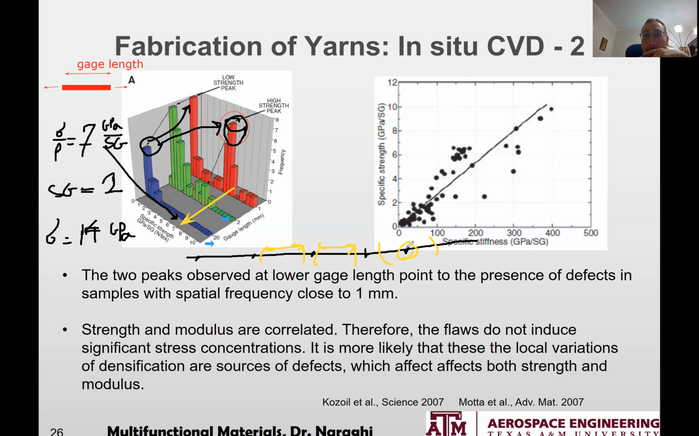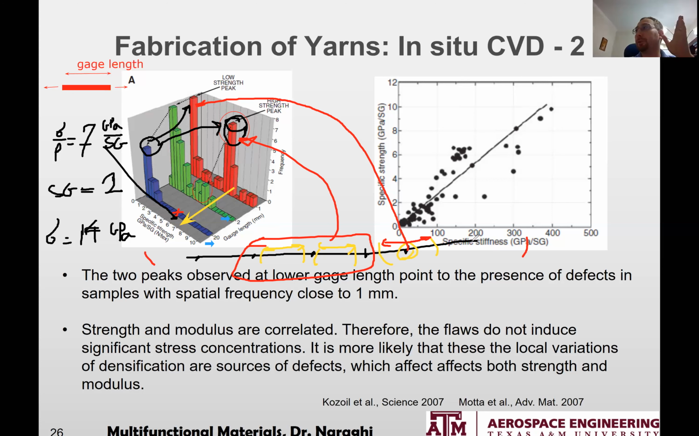This guy, for which I see the defect, so this is the gauge length, will give me this peak. These guys will give me this peak. But these guys, the strength that I measure here is going to be absent here, because anytime I take a gauge length of 20, means from here to here, I will have at least one of those critical defects in my structure.